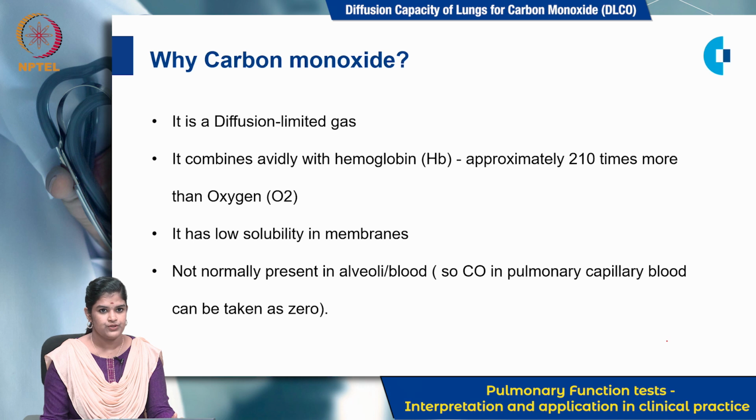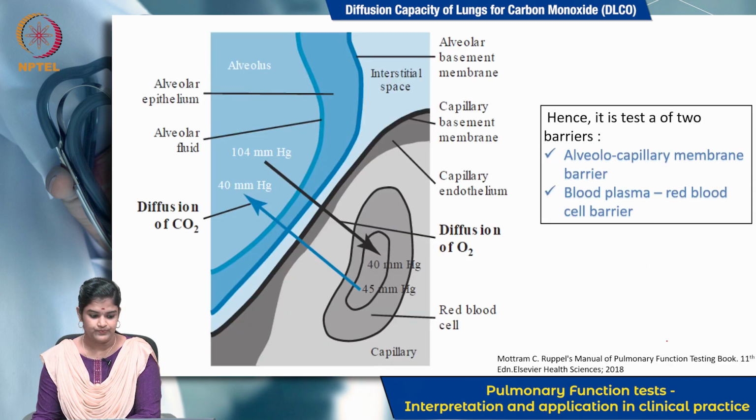Why is carbon monoxide chosen for diffusion studies? It is a diffusion limited gas. It combines avidly with hemoglobin, approximately 210 times more than oxygen. It has low solubility in membranes, and is not normally present in the alveoli or blood. So carbon monoxide in pulmonary capillary blood can be taken as 0.